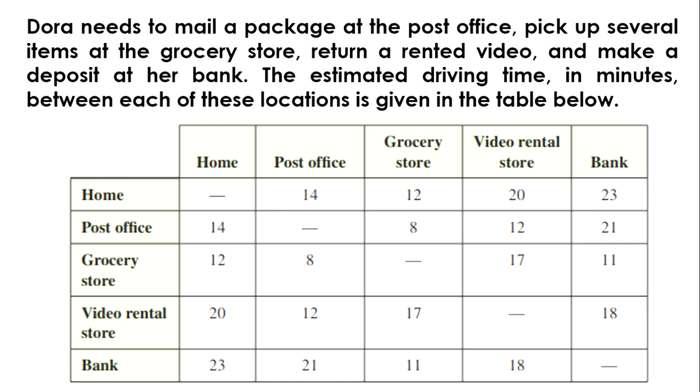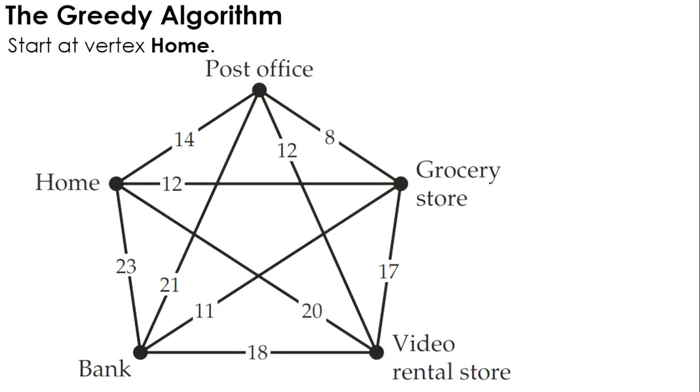As you can see here, from home going to post office, that's 14 minutes. Home to grocery store, that's 12 minutes. Home to video rental store, that's 20 minutes. And home to bank, that is 23 minutes. Then from post office to home, that's 14. Post office to grocery store, that's 8 minutes. Post office to video rental store, that's 12 minutes. Post office to bank, that's 21 minutes. Then from this table, let's create a graph. So we'll have this.